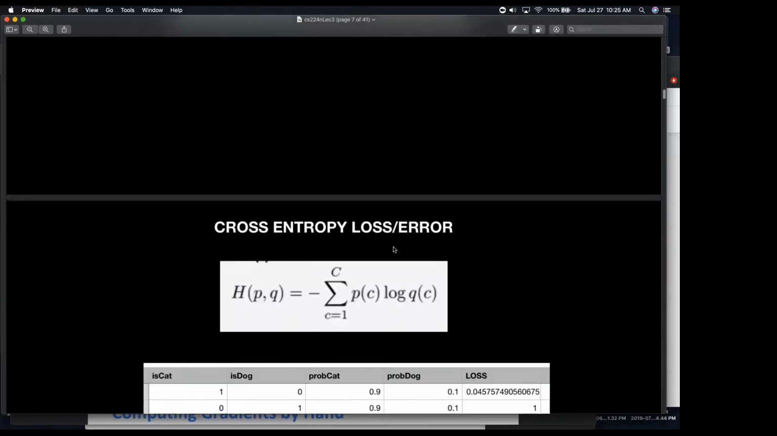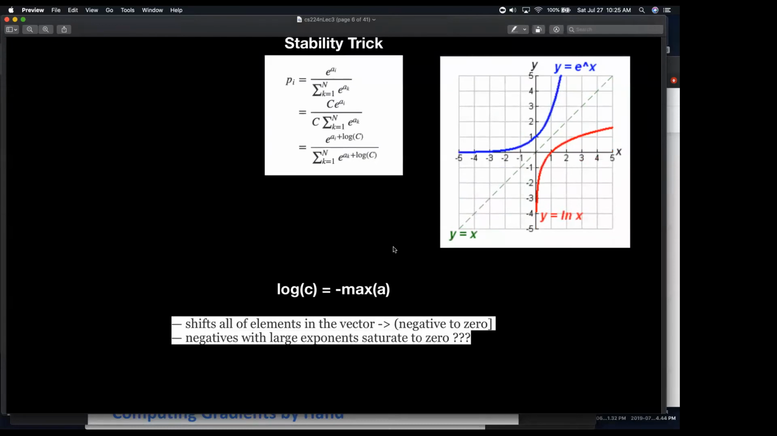Sorry, Prashant. Hi, this is Sagar. I wanted to ask you something. What's the practical implication of the stability trick? I have gone through the lecture and couldn't find anything relevant to that. Can you kindly explain why?